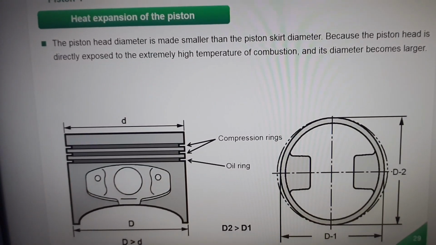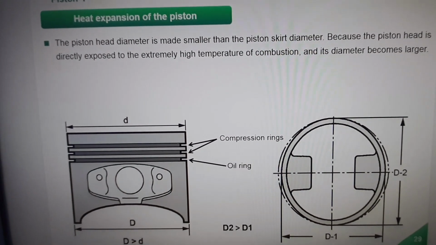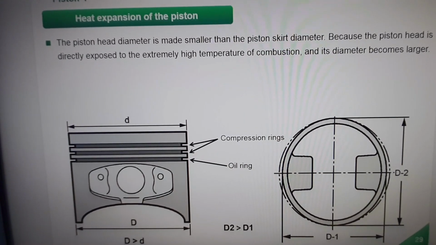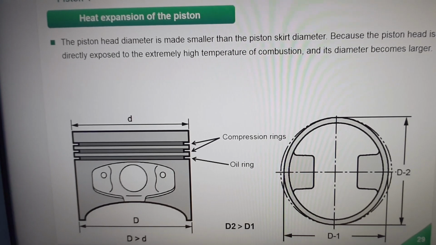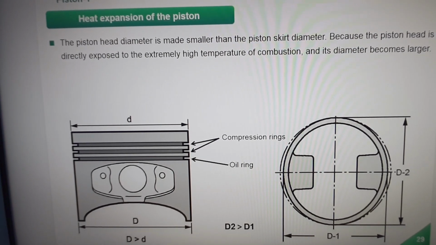Next, let's look at the piston. Pistons are composed of a piston head, a piston skirt, a piston pin, a piston wall and other components. The piston head diameter is smaller than the piston skirt diameter. This is because the piston head is directly exposed to the extremely high temperature of combustion, and its diameter becomes larger due to the heat expansion.